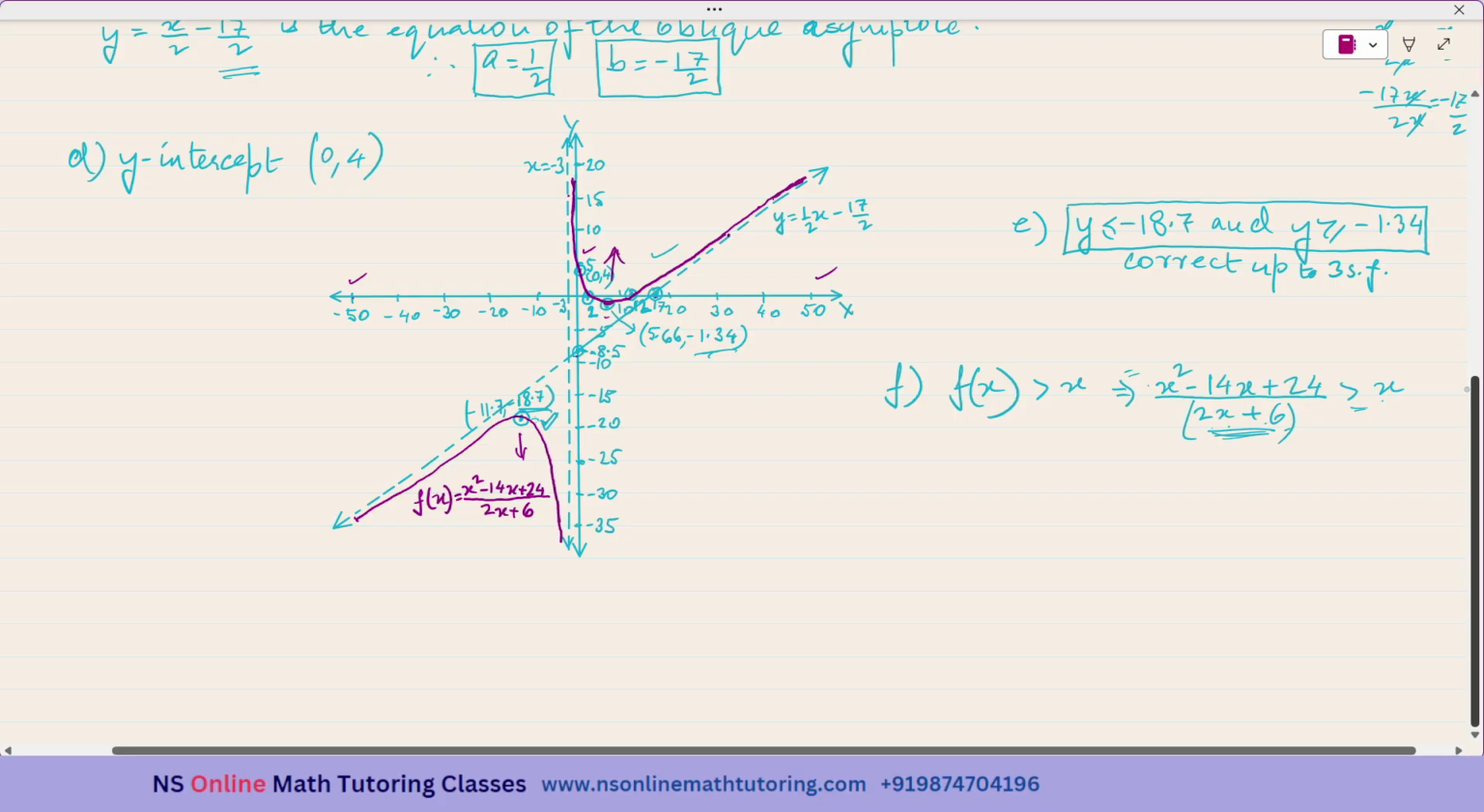This is the problem with the algebraic method because we do not know the value of x. x can have any value except negative 3. So that is why we cannot use the algebraic method. We will be using the graphical method.